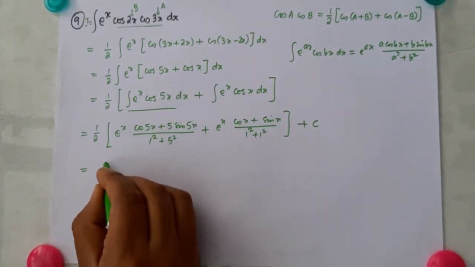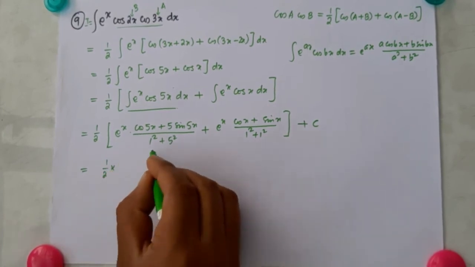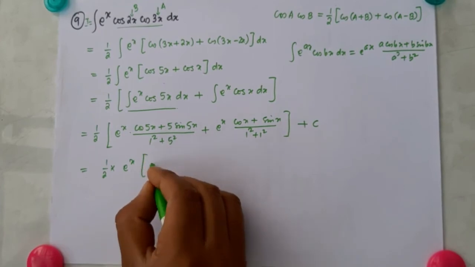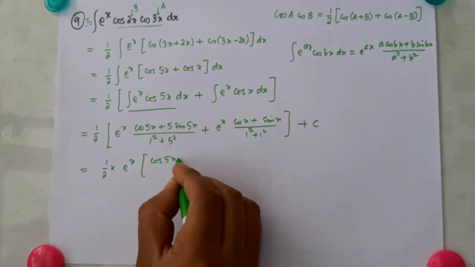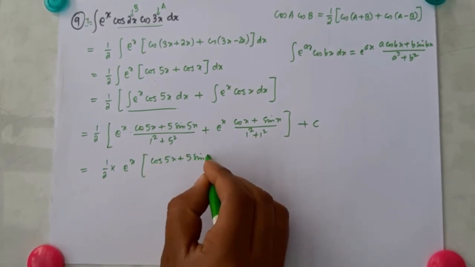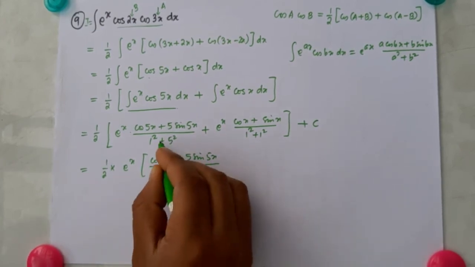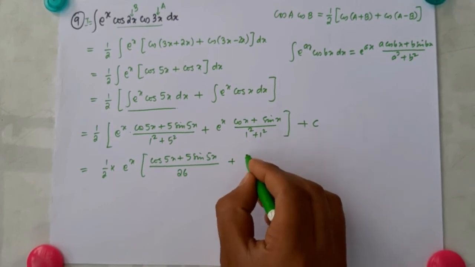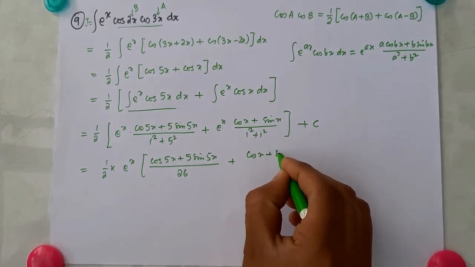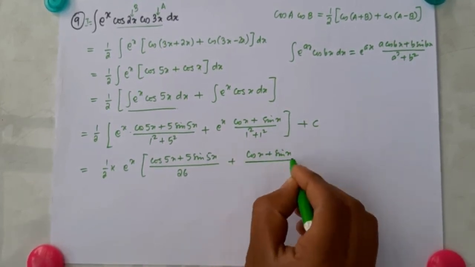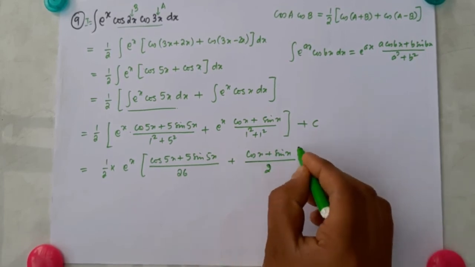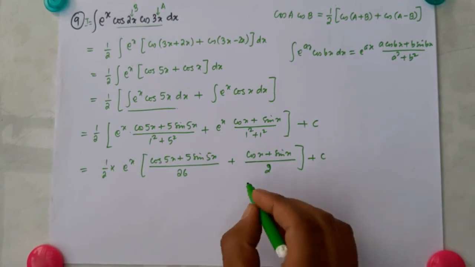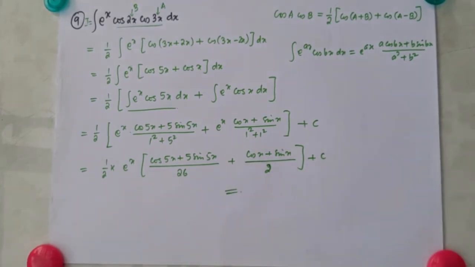So this becomes half into e to the power x, which can be kept outside, so e to the power x, and this becomes cos 5x plus 5 sin 5x by, this is 25 plus 1 is 26, plus this is cos x plus sin x by 2, yes, with constant of integration. If you want to simplify this further, that's your choice. So this will be your answer for this particular question.